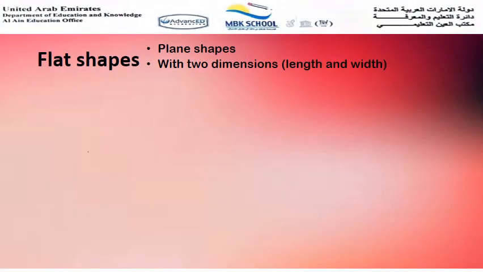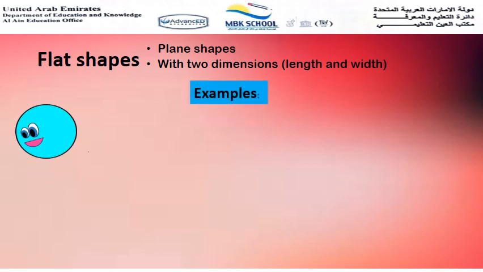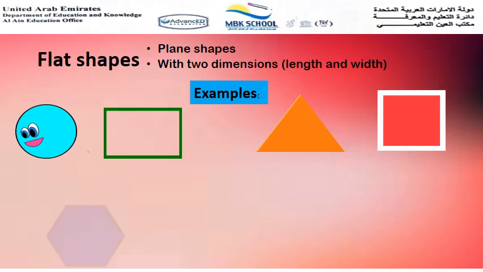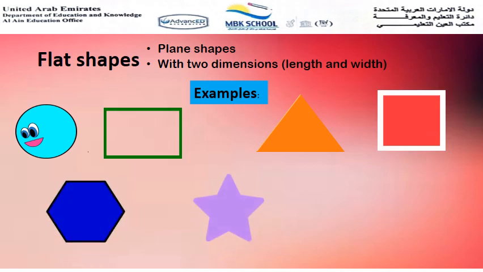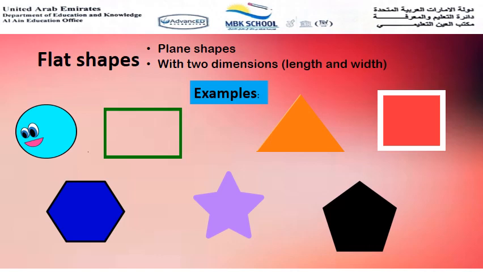Flat shapes are simply plain shapes with two dimensions, which are called the length and the width. So what are the examples? First is circle, rectangle, triangle, square, hexagon, star, and pentagon. So these are the examples of flat shapes. Okay, can we say it again? Flat shape. They are just simply plain shapes.